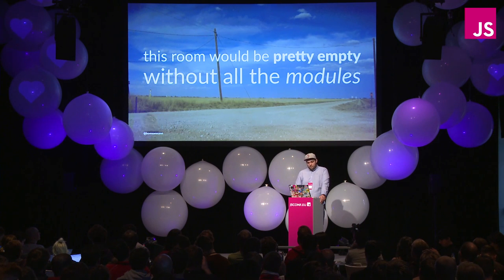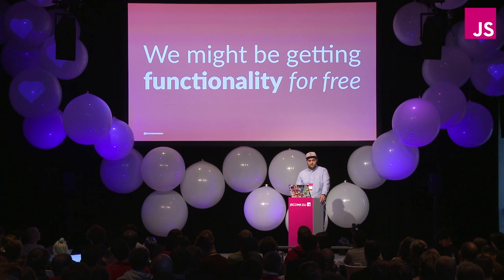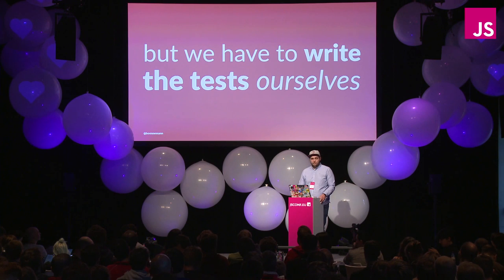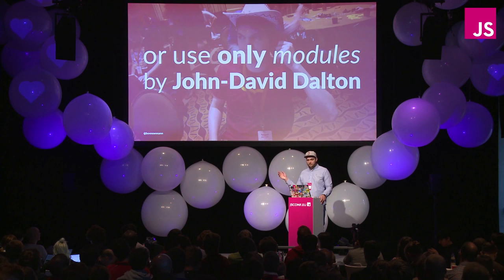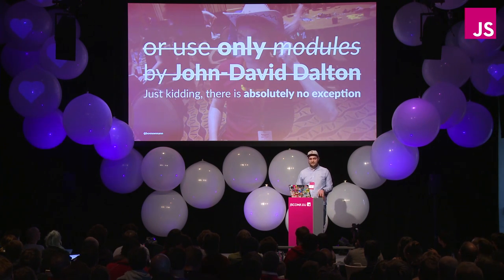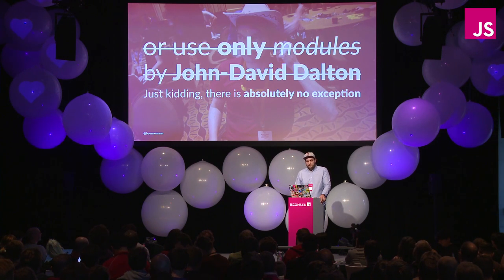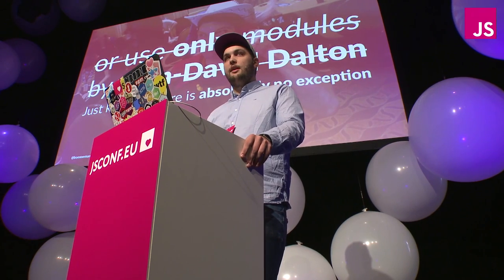So we have to realize this. We might be getting functionality for free, but we have to write tests for it ourselves. And there's one exception. We only use modules by John David Dalton, which is a joke, because there's absolutely no exception. It's quite the opposite. Even if we only use modules by John David Dalton that are so well tested, we still have to write our own tests, because that's the only way we can prove that our code is working.